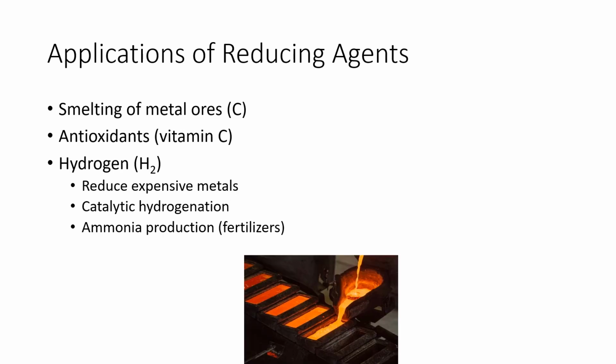Some applications of reducing agents include things like smelting metal ores. So you can take something like iron ore and reduce it to just iron metal by using something like carbon. Antioxidants are reducing agents, so things like vitamin C and then various chemical compounds that are found in things like blueberries that make them antioxidants, or even dark chocolate. And also hydrogen is used commercially as a reducing agent.